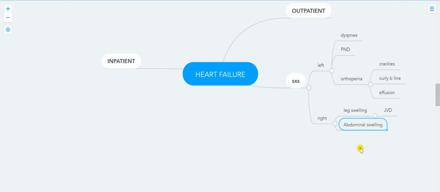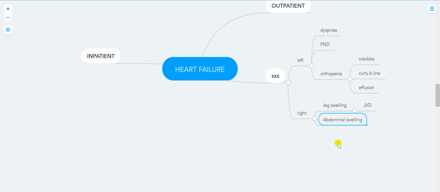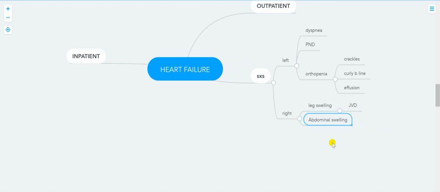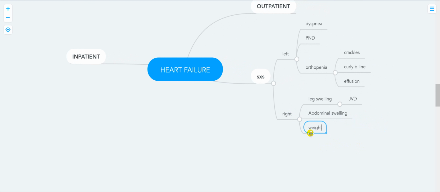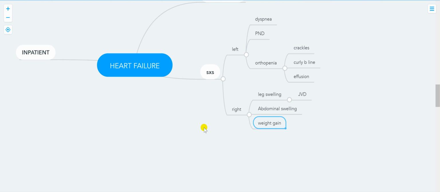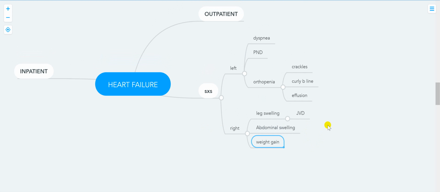We can see hepatomegaly as well, on physical exam. Weight gain is a very important sign. Weight is very important in managing heart failure. Even if the patient is readmitted, you look at their previous admission, what was their discharge weight, and then your goal is to lower their discharge weight. For example, if they were discharged at 160 pounds and now they're 180, you make sure you drop 20 pounds.